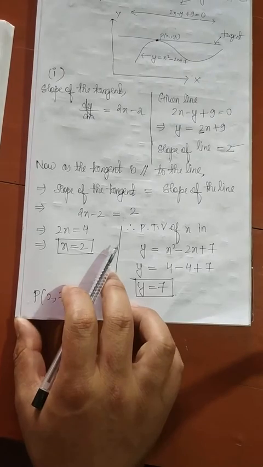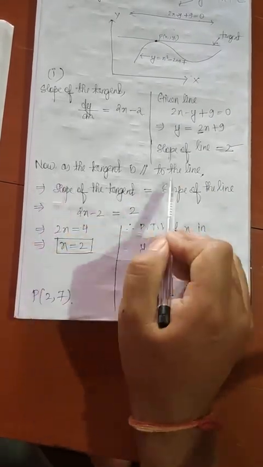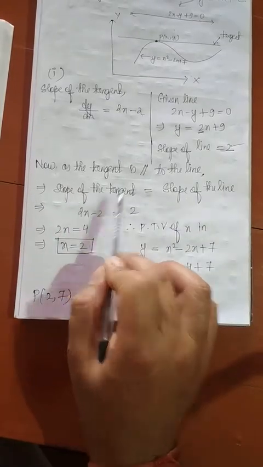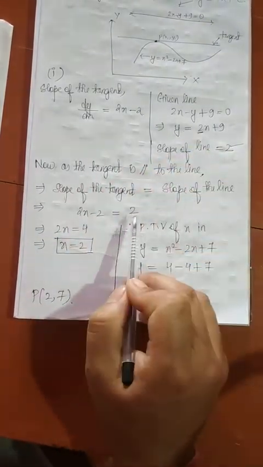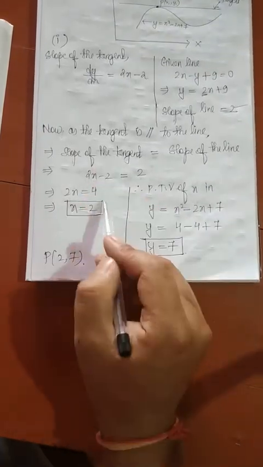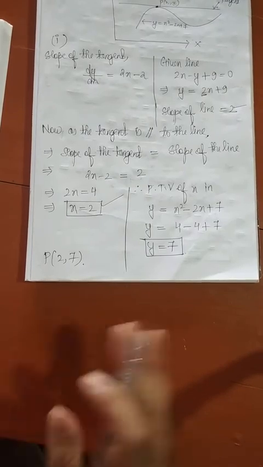Again in the question it is given that the tangent is parallel to the line. Now as the tangent is parallel to the line, slope of tangent will be equal to slope of line. Slope of tangent 2x minus 2, slope of line 2. On solving, you'll get x is equal to 2. Any problem? I hope you're clear with this.